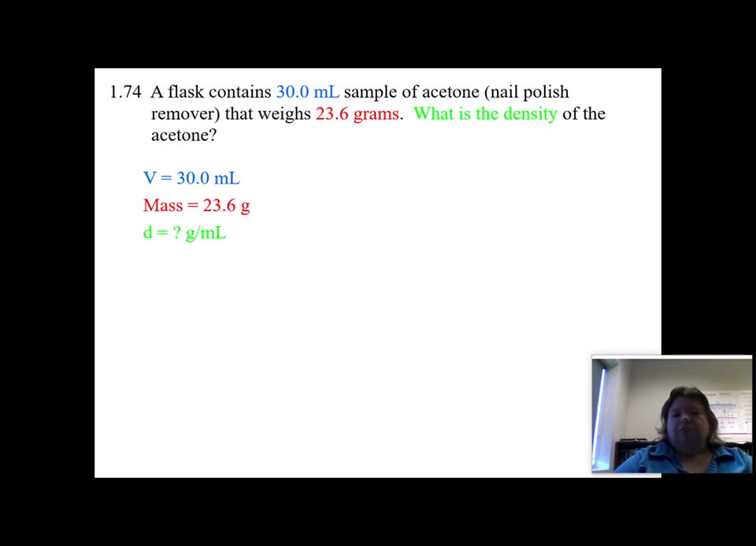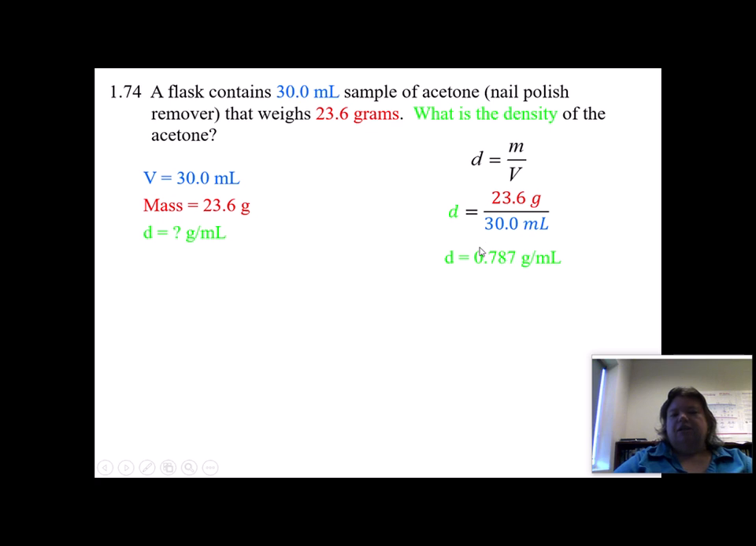So again, I'm going to start out with the equation that I gave you on the other sheet. This equation is given to you on the formula sheet for the test, okay, where this is mass and this is volume. Since I want to solve for density, I don't have to do anything to this equation other than put the numbers in. So I have 23.6 grams and 30 milliliters, so 23.6 divided by 30 milliliters gives me a density of 0.787 grams per milliliter.